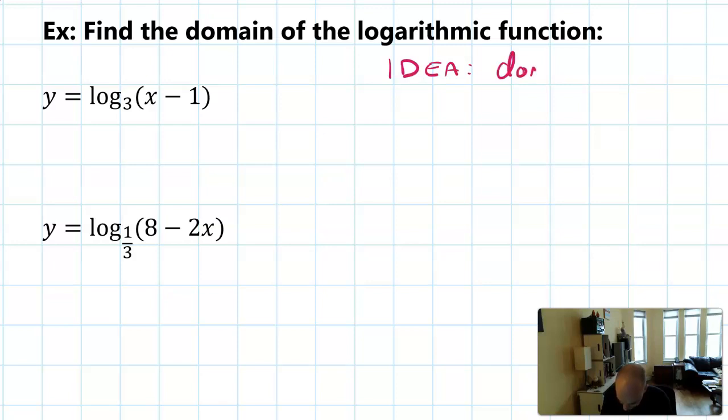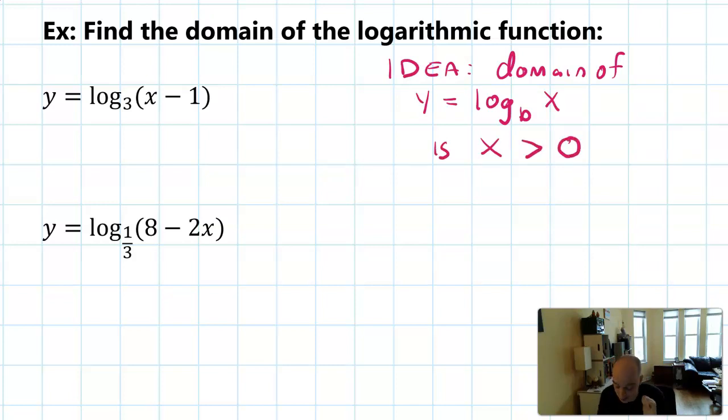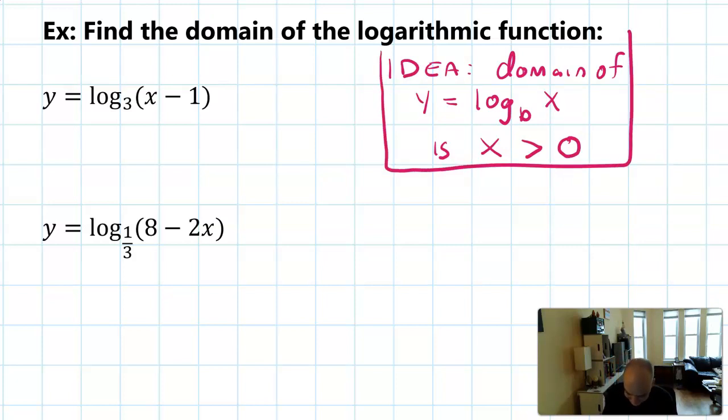So, idea. The domain of y equals log base b of x, and the base can be anything, is x strictly greater than 0. Not greater than or equal to, but strictly greater than 0. And roughly the reason that it's strictly greater than is, think about that exponential function again. Does it ever equal 0? No. Then there's no way a logarithm, if you translate it in an exponential form, could equal 0 either. So that's why we have the domain strictly greater than 0.